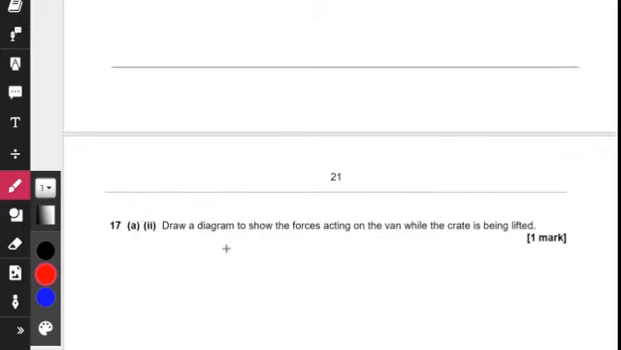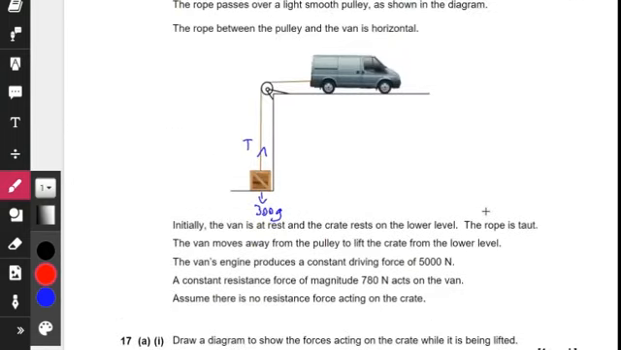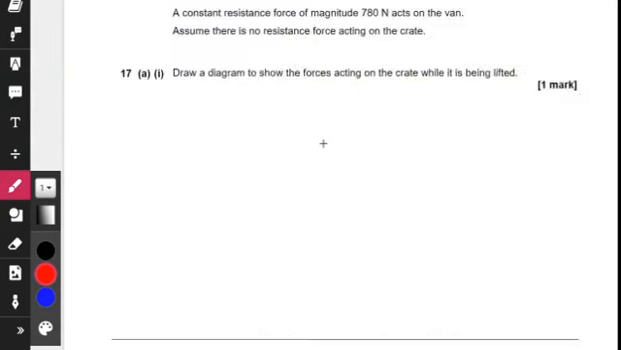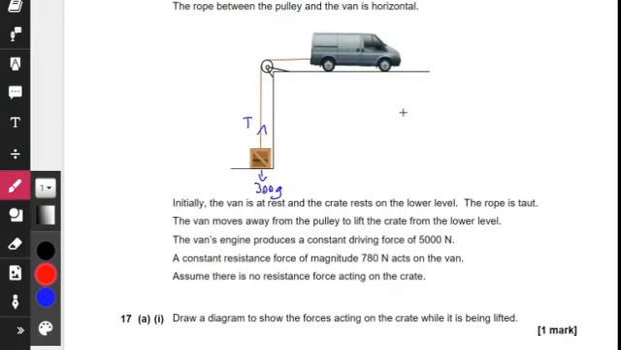And then the next part is draw a diagram to show the forces acting on the van while the crate is being lifted. I'm just going to annotate the one here. So we're basically just doing the forces on the van. We've got the driving force of 5,000 newtons. There's a resistive force of 780 newtons acting on the van. And there's also the tension, the same tension as the one that's pulling the crate up.